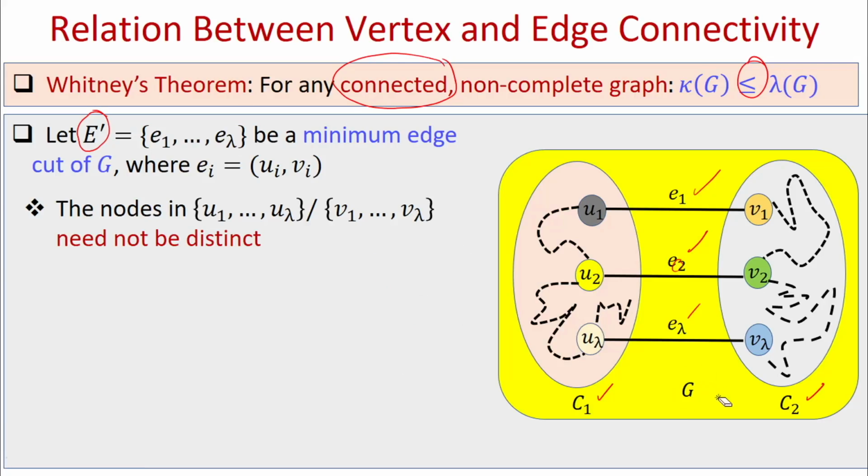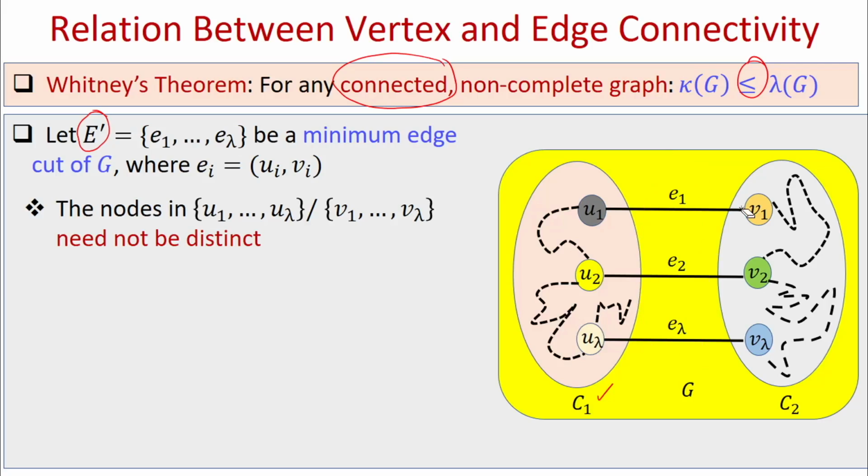But for pictorial simplicity and understanding, I am representing them as lambda number of U vertices and lambda number of V vertices. And as per my definition, E prime, this collection of edges E1 to E lambda, constitutes an edge cut. That means even if you don't delete a single edge from this collection, the graph G still remains connected. Only when you delete all these lambda edges does the graph get disconnected into components C1 and C2. That's the property of this collection of edges E prime.